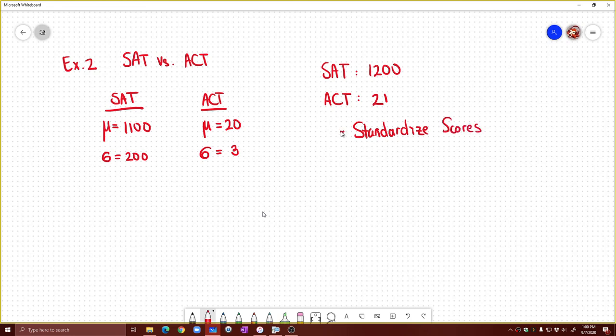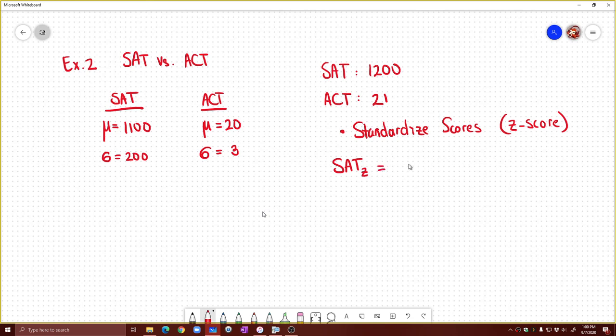So that's where our Z-score is going to come in. By converting both of these raw scores into Z-scores, it allows me to now compare them, because right now they're on two totally different scales. I can't just grab the bigger of the two and say that obviously is better than the other one. I don't know. So we're going to start with our SAT Z-score.